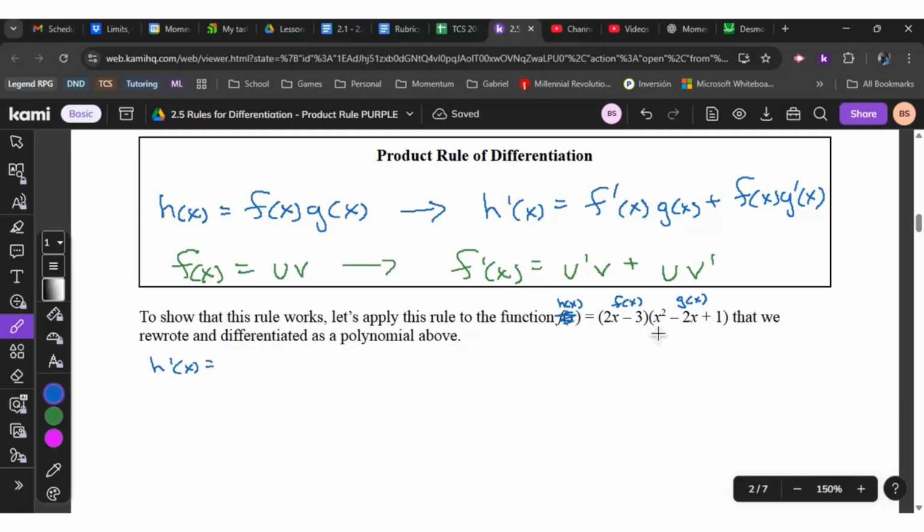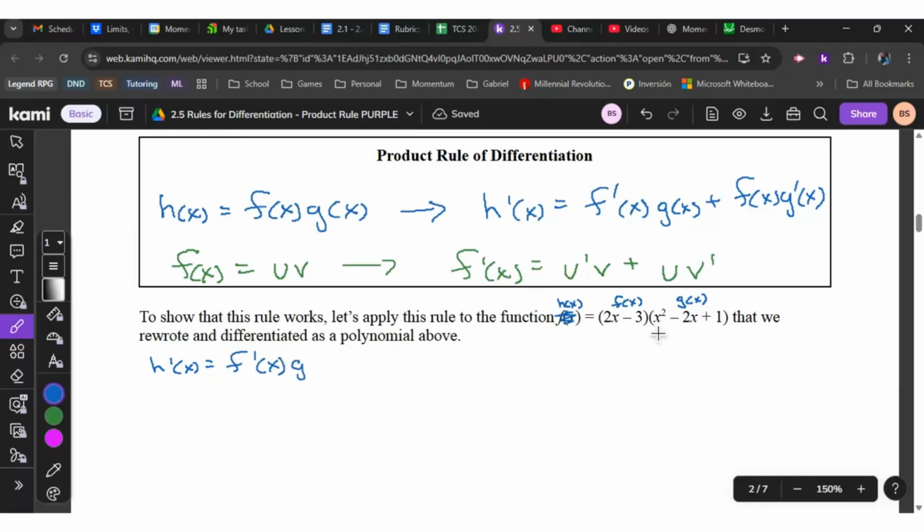Now it tells us to find the derivative of f first. So if we look here, what's the derivative of f of x? It's just the power rule. The 3 goes away, 2x just becomes 2. So it's literally just 2. That's f prime. Let's do it this way to make it easier.